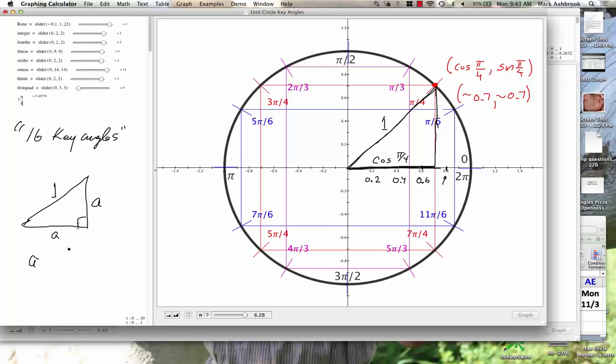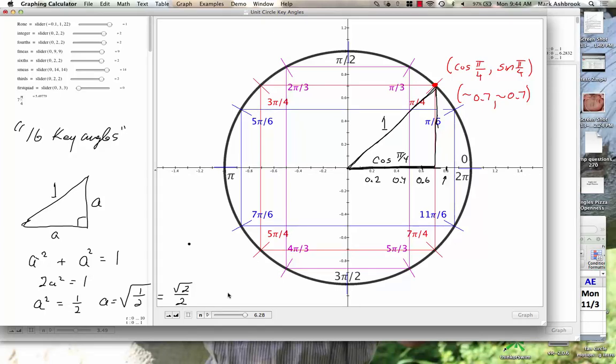This is a right triangle, right? So A squared plus A squared equals 1. So therefore, 2A squared is 1. A squared is 1/2. And so A is the square root of 1/2. And more often, we multiply the top and bottom by the square root of 2. We get the square root of 2 over 2.